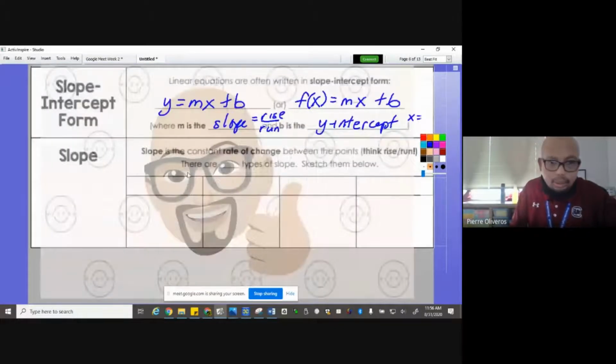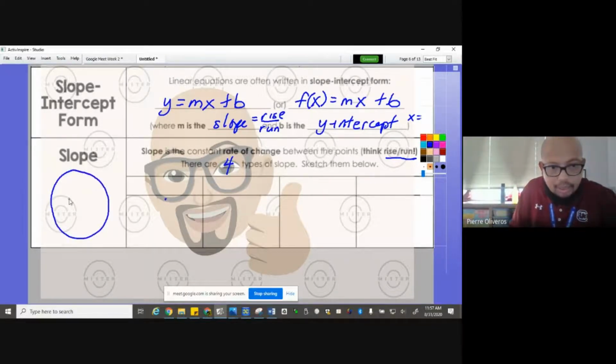Anyway, so slope is the constant rate of change between the points. Think of it as rise over run. There are four types of slope. Okay, sketch it. So here are the types. I'm going to draw it this way first. Here, a face. You know, I like to draw a face. Plus, minus, the nose, and the dimple. Okay. Here's a suggestion.